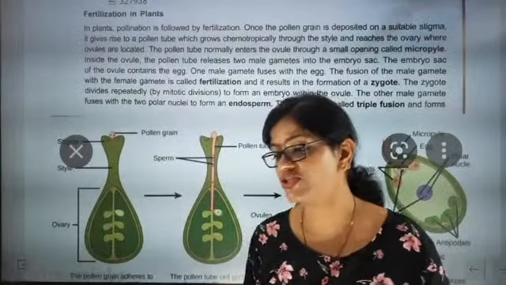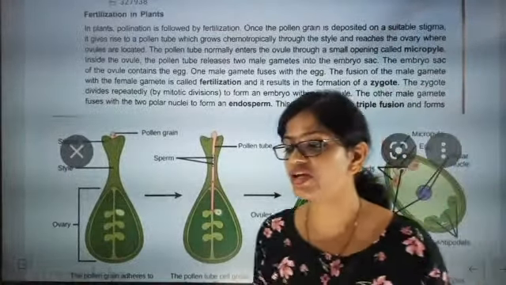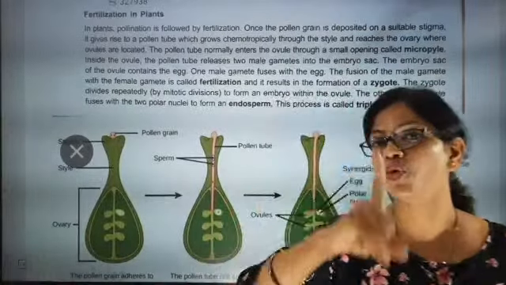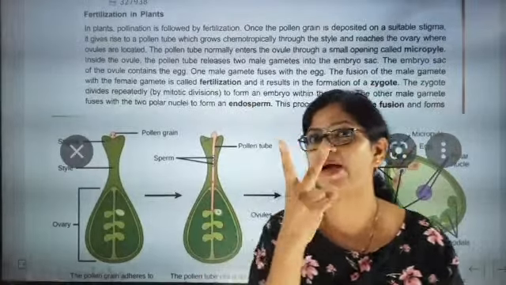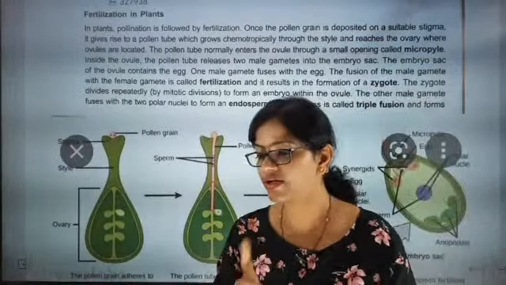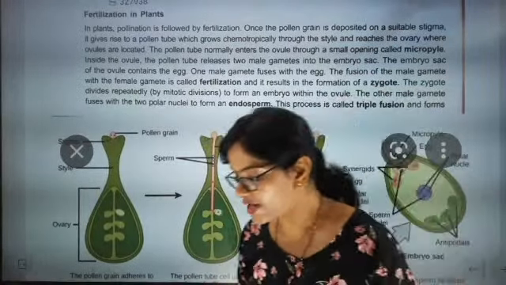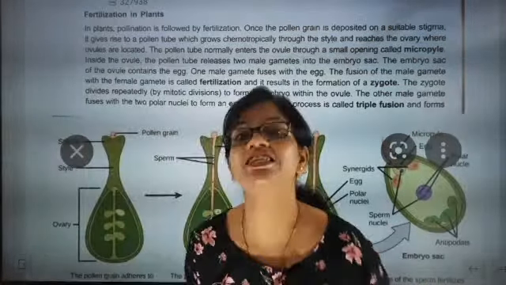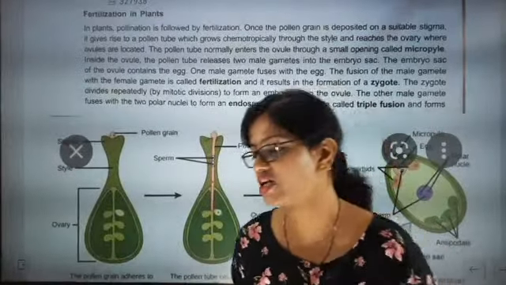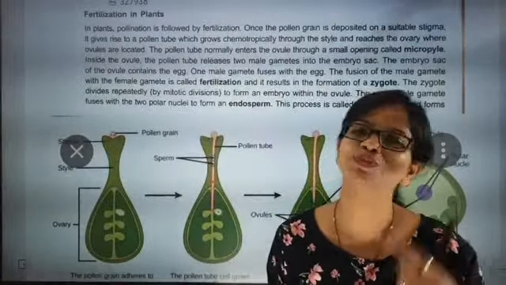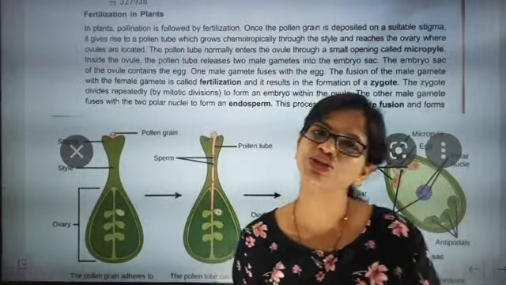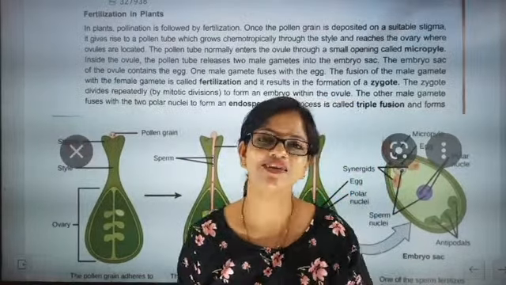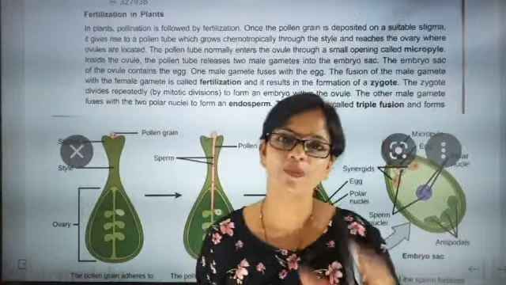They ask what is double fertilization, or a very straightforward question, how does double fertilization occur. First, one pollen grain contains two male gametes. One pollen grain contains how many male gametes? Two. Whenever fertilization happens here, it is double fertilization. Last class I was talking about angiosperms and gymnosperms. Angiosperms are fruit bearing plants, their seeds are not naked, and they always go for double fertilization.